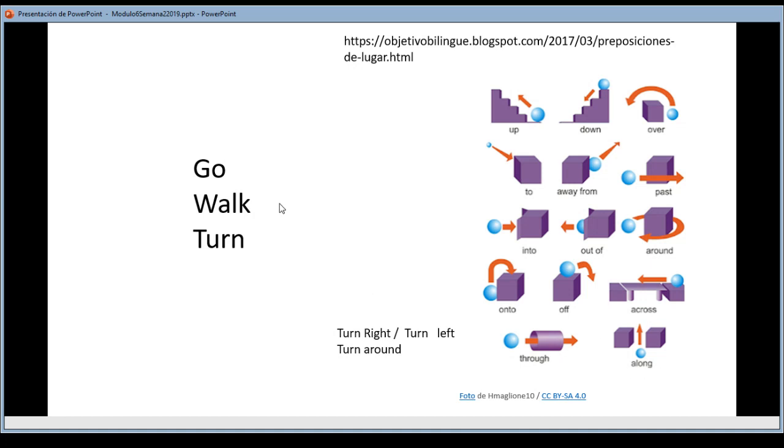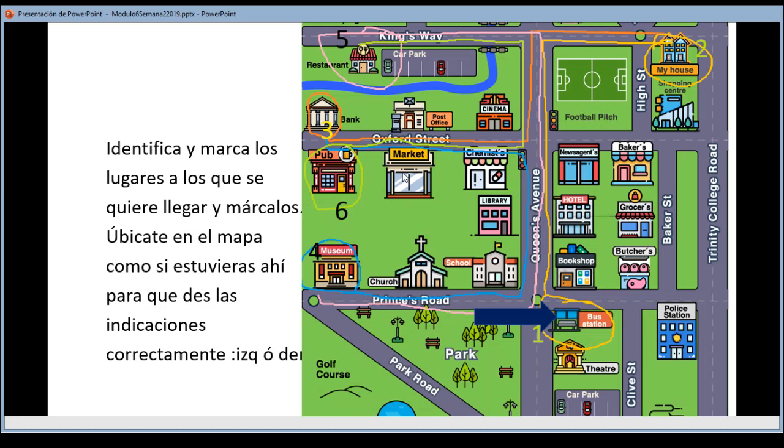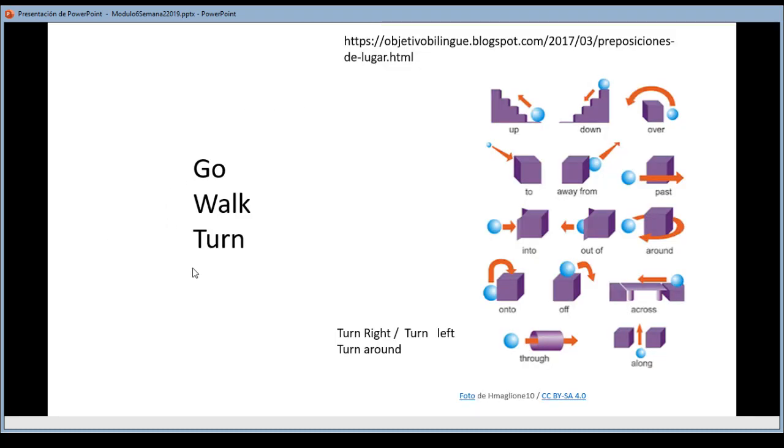Or you can use walk. In this case, we can use walk, okay? Walk up, walk down, walk over, walk to, walk away from, walk past, walk into, walk out of, walk around, etc. When you're referring to the name of the street where you have to turn into, we use the word turn. Turn right or turn left or turn around.